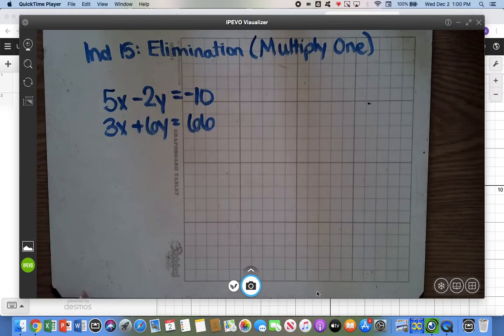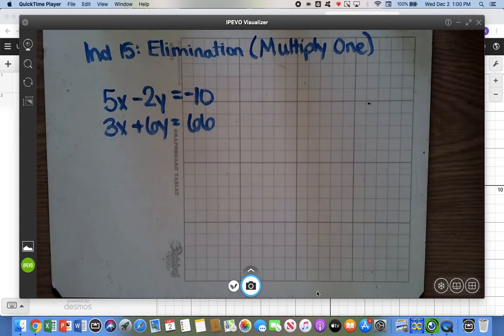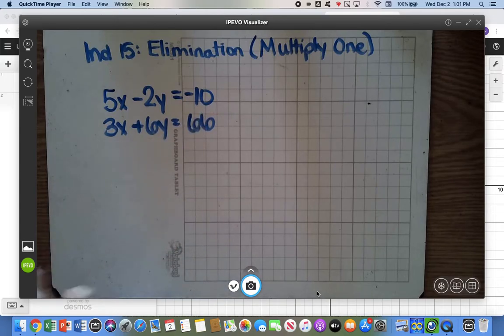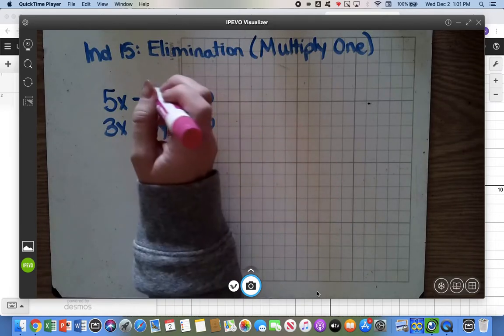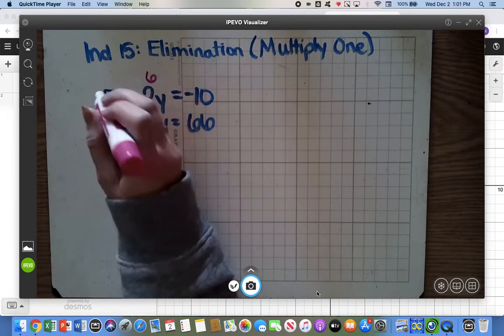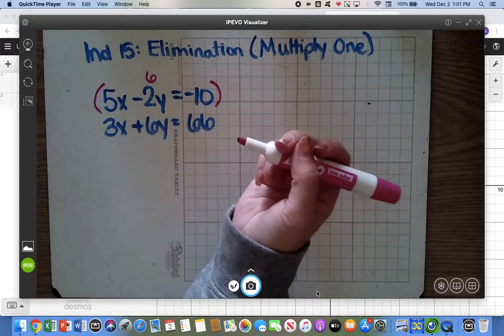So it's not difficult work. We just have to ask ourselves, look at the x terms. Does 3 go into 5? And the answer is no. But let's look at the other numbers. Does 2 go into 6? And the answer is yes. And if we look at this, we already have a -2 and we have a +6 here. We always want opposite signs to eliminate, so this is good. But we want this 2, we actually want this to be a 6. So we are going to figure out what I would need to multiply this by to make 6. And the answer is 3. 2 times 3 is 6.